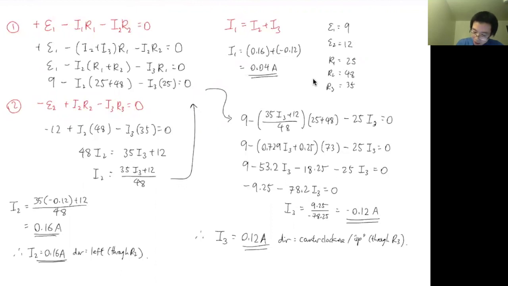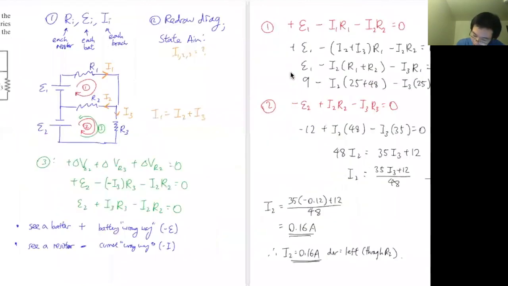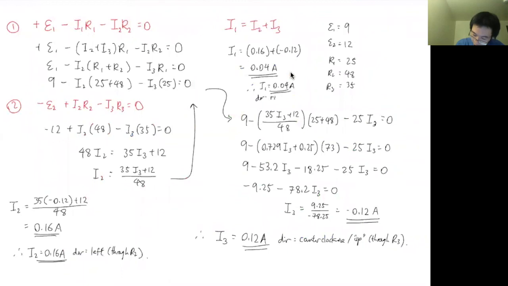So the last bit here is I1, the magnitude is 0.04 amps. And through resistor 1, which way is it going? I got a positive number, which means my initial educated guess is correct. So it's going this way, to the right. So direction equals right through R1.